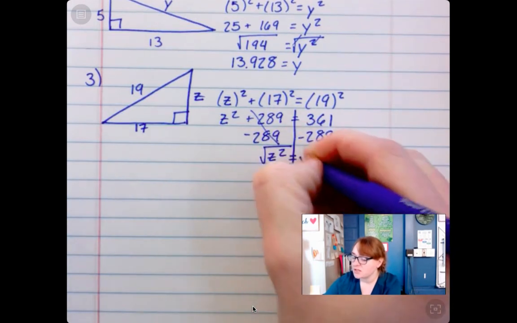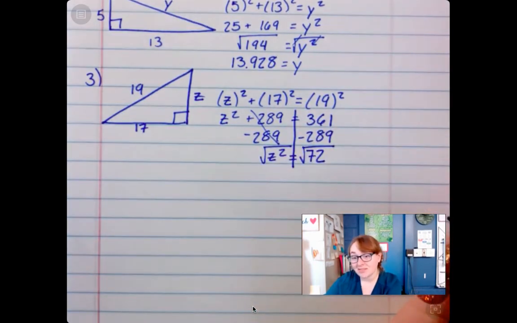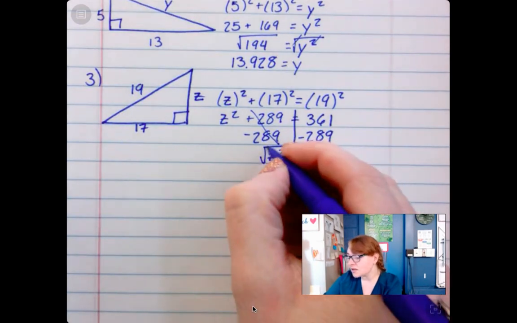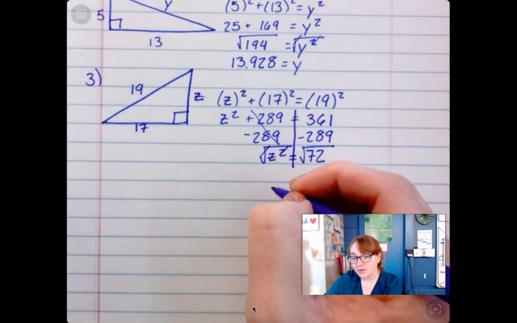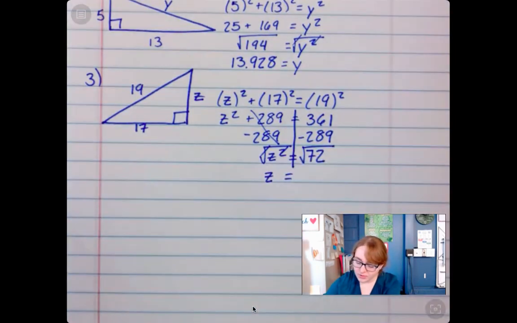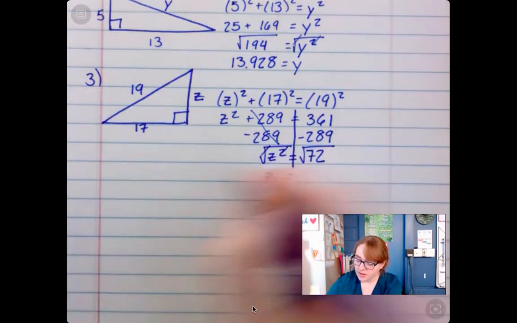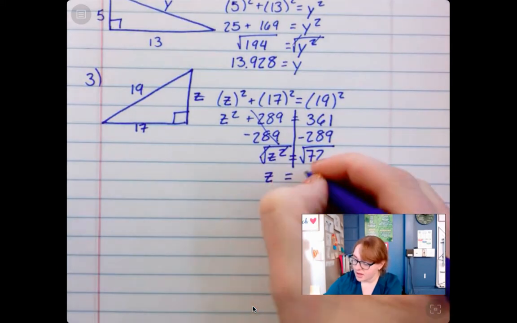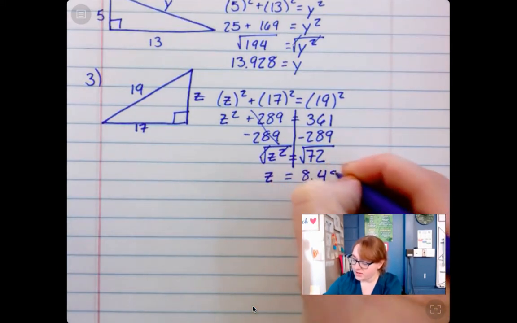Again, we don't want z squared, we just want z, so we're going to have to square root both sides. Square root and square, those are going to go ahead and cancel, leaving us with just that z. And the square root of 72 gives us 8.485.